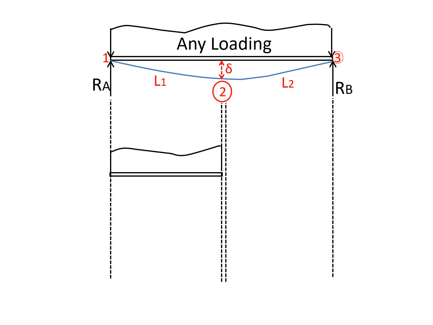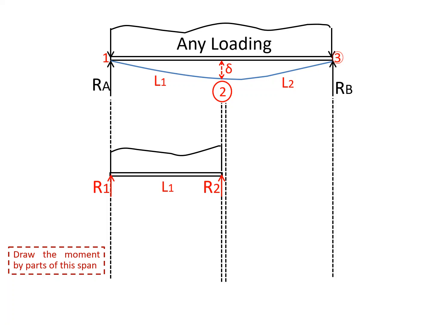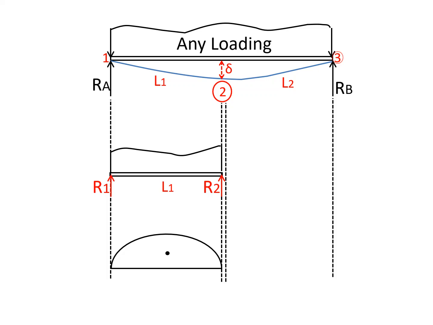Copy the loading, and this will be used. So consider a simple beam for this span, a simply supported span. How to make it? Provide vertical reactions R1 and R2. This time, you are going to solve for the reactions R1 and R2 based on the loading. After that, you're going to draw the moment by parts of this span. And this is the illustration, together with the centroid and the area of the moment by parts.